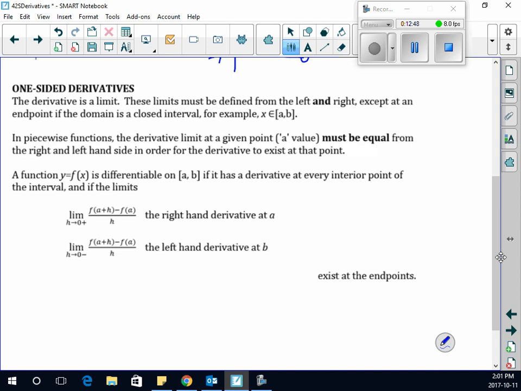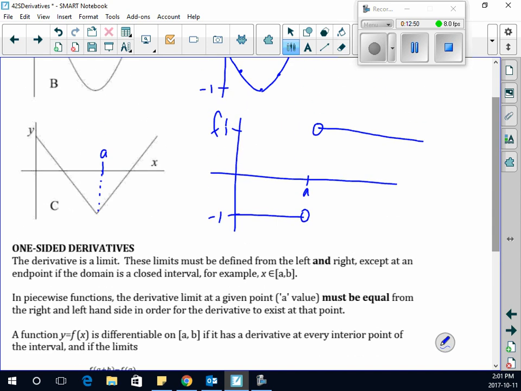So going back to this one, does everybody see coming to this point right here? This is a negative, coming from the left at point, say, A. This is a negative slope. I approximated it at -1. This is a positive slope, so the derivative doesn't exist right here. Does that make sense to you based on this definition I just gave you? Okay.